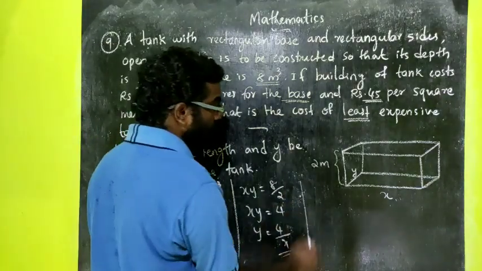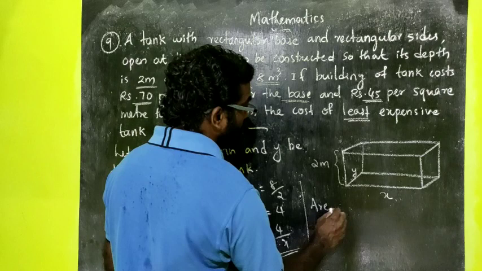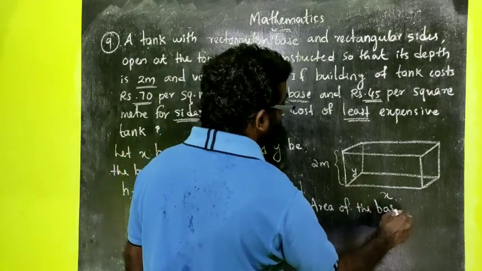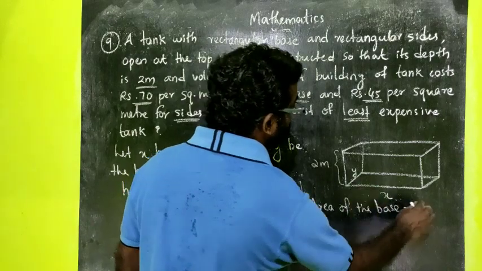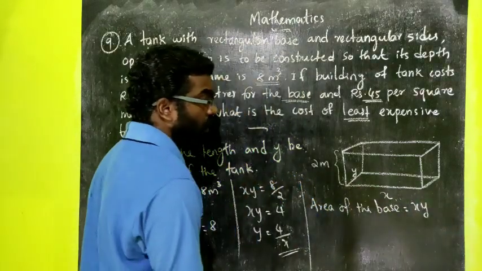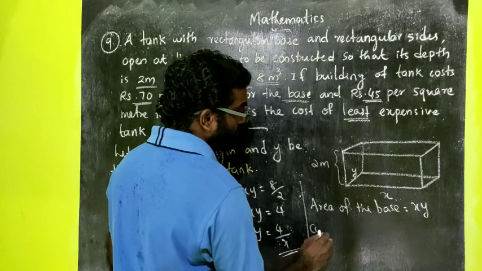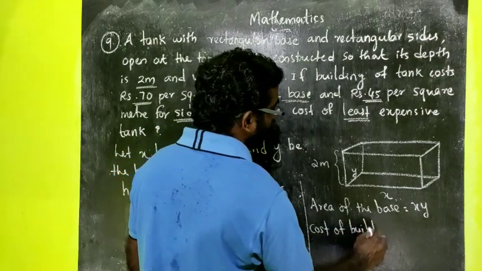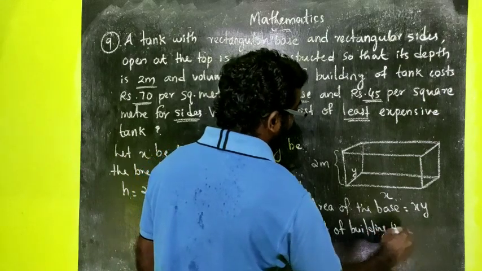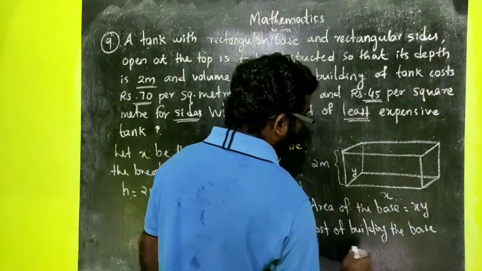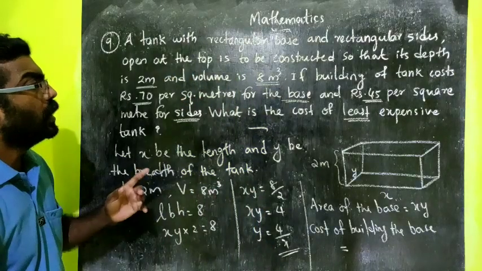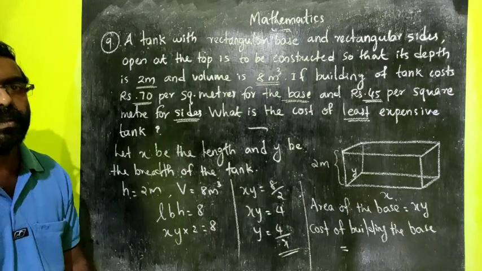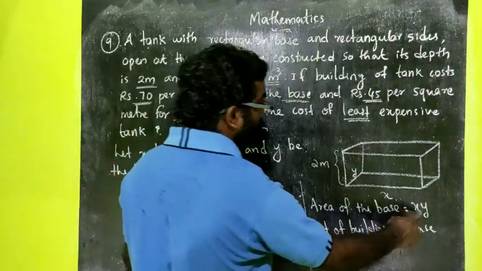Now we can find the area of the base. Area of the base is equal to length x, breadth y, so xy. Okay. And we can write the cost of building the base. Cost of building the base is equal to, for building the base of the tank, it costs rupees 70 per square meter. Okay. So we have to multiply this one into 70.